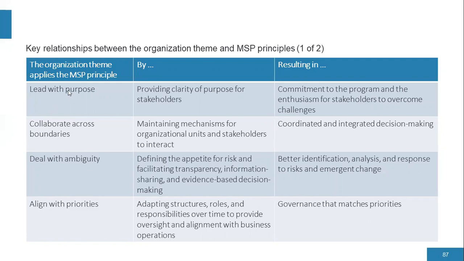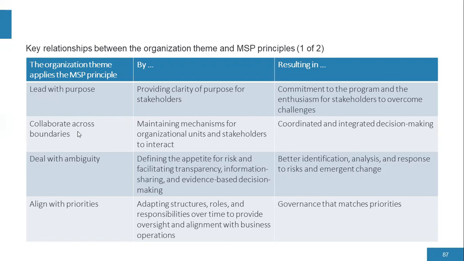The 7 principles are listed in the first column, and how the theme supports that principle is in the middle column. And the results of having supported that principle via this theme is clarified in the last column. Lead with purpose. You might recollect lead with purpose is about envisioning and communicating that. Therefore, here it is done by providing clarity of purpose for the stakeholders, which results in commitment to the program and enthusiasm for the stakeholders to overcome challenges. While the results are not so important, you must know how the theme contributes to that principle. So the middle column is of importance.